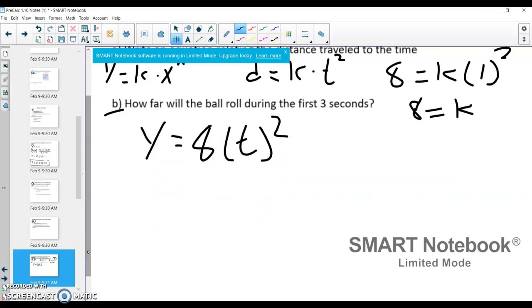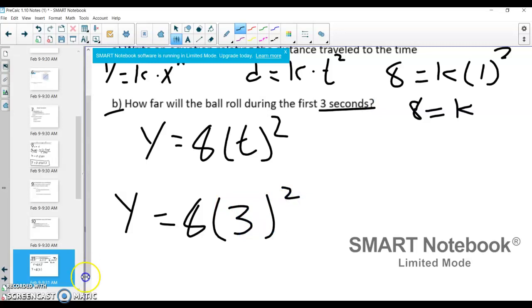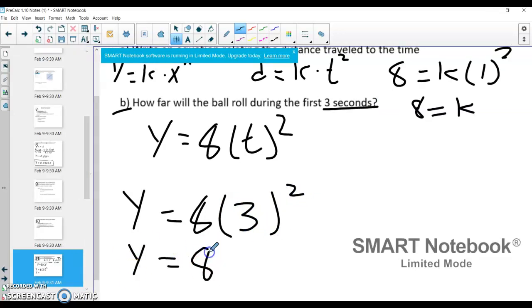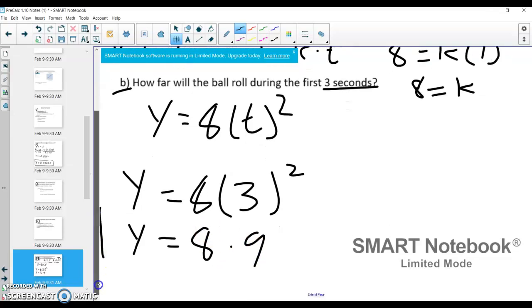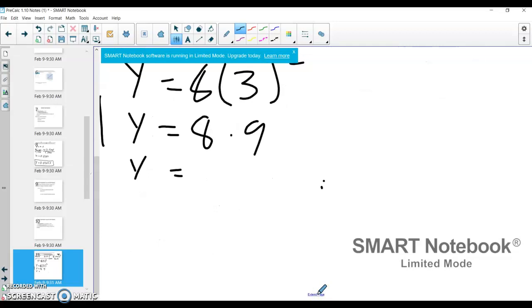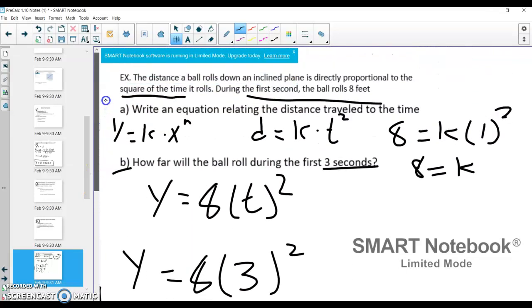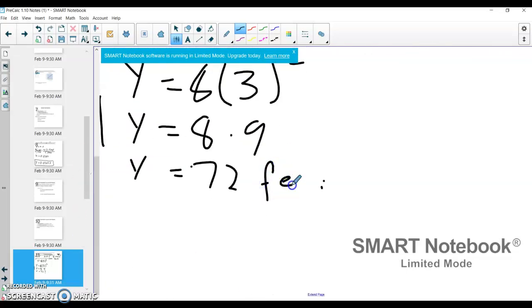And I can now find any kind of time duration for this problem. So I can do y is what I'm looking for. 8 is 8. We're trying to figure out after 3 seconds. So 3 seconds is my time. I square it, and I end up getting y equals 8 times 9. And when I solve it here, I get a final answer of 72 feet, I believe we're talking about, right? Yes, it's in feet, so 72 feet it rolls after those 3 seconds.